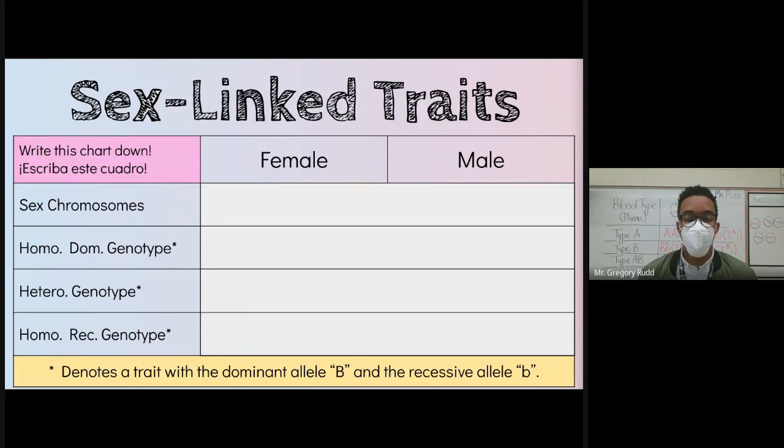And in this example, we are going to be talking about a trait. We'll use the letter B, as in boy or brother or basketball or Balenciaga or any number of things.